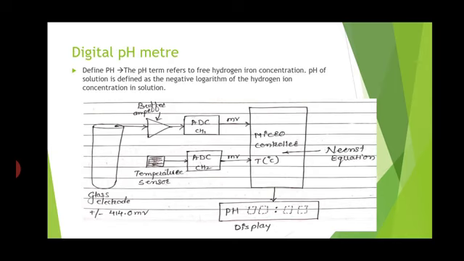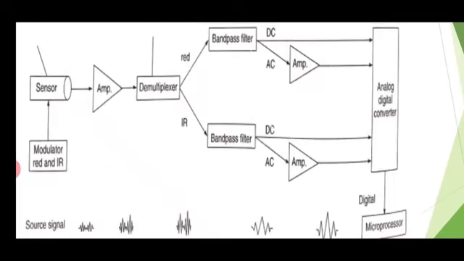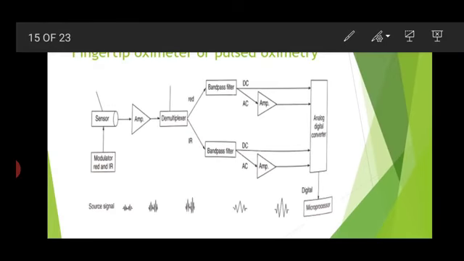So this is the block diagram, and you have to explain this digital pH meter. This question you get for 5 marks with the definition of pH. Now we will see the fingertip oximetry or pulse oximetry. This is the diagram for the single finger oximetry.